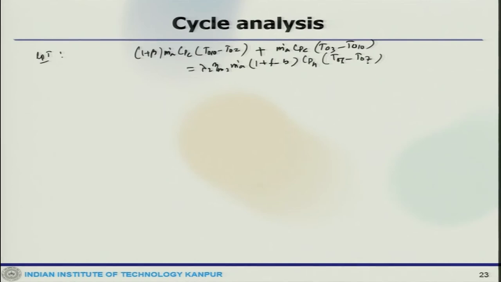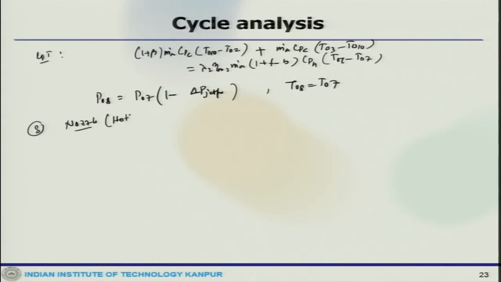Now, the flow in the jet pipe is frequently associated with a pressure drop, mainly due to skin friction. So, the pressure upstream of the turbine nozzle is slightly less. So, P08 would be P07 (1 minus delta P jet pipe), and T08 would be T07. Now, finally, we come to the nozzle. This is the hot nozzle, let us say. Here the exhaust velocities of the hot gases from the turbine nozzle are obtained. Again, we have to check whether it is choked or not.